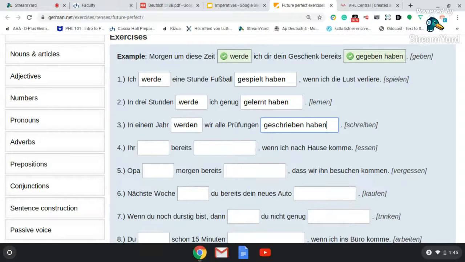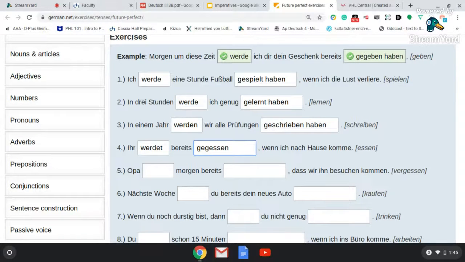Geschrieben haben. Okay. Then I have essen. Well, essen's not a sein verb, so we can know that for right now. Ihr, next to the subject, it could be in front of it. Excuse me, is that form of werden. Ihr werdet bereits gegessen.